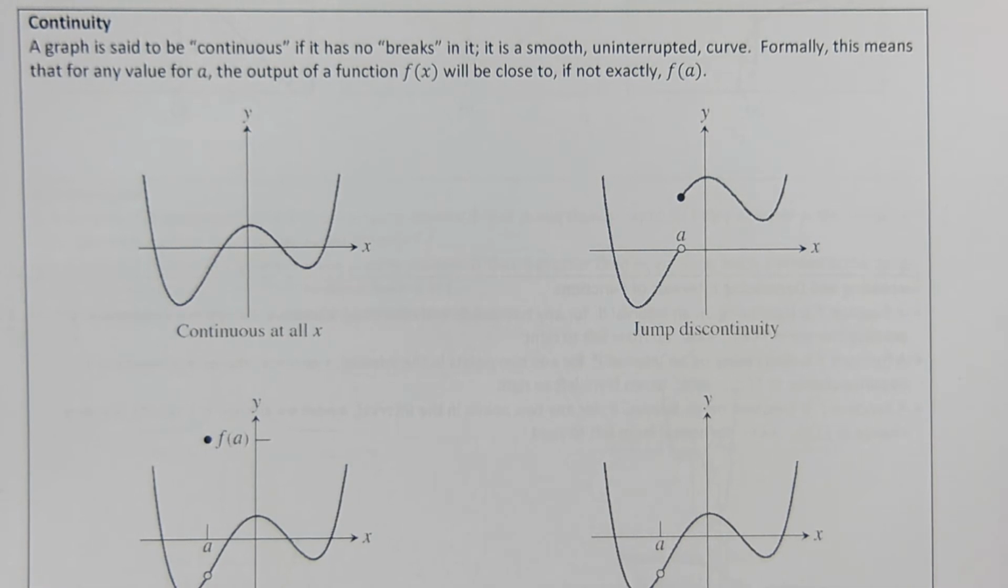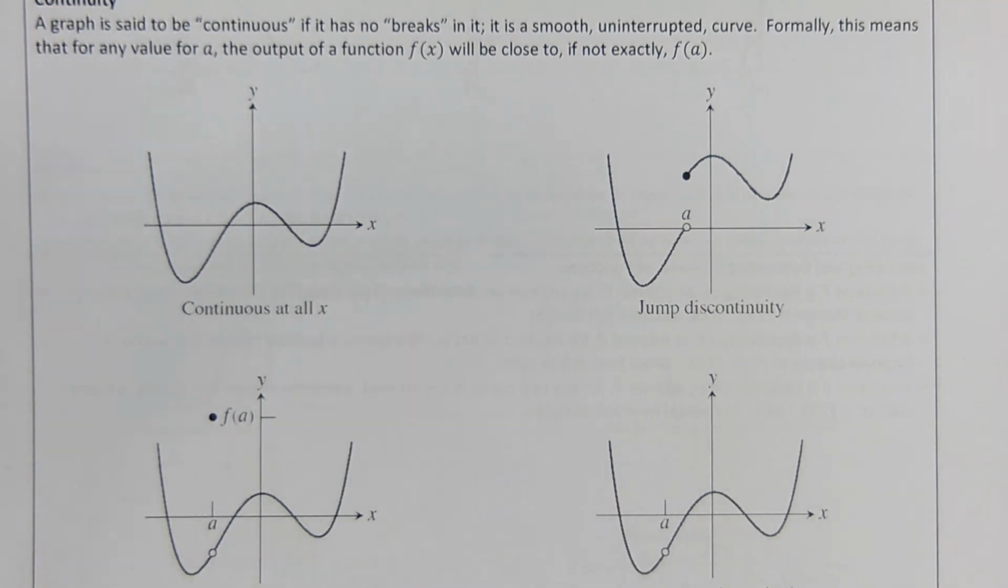A graph is said to be continuous if it has no breaks in it. It needs to be a smooth, uninterrupted curve. Formally, this means that for any value of a, any x value you wanted to plug in, the output of the function, meaning the y value, will be close to what you would have gotten if you had plugged in that number a. What a weird thing to say, right? For now, let's just go with smooth, uninterrupted, and no breaks.